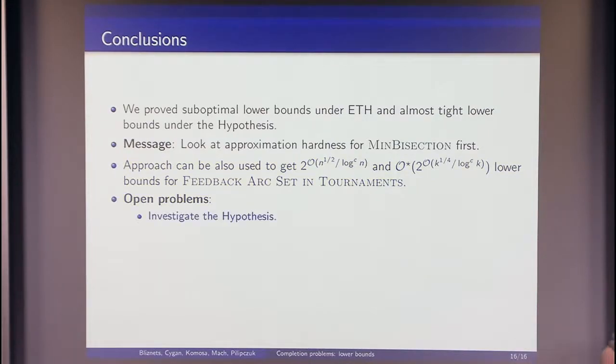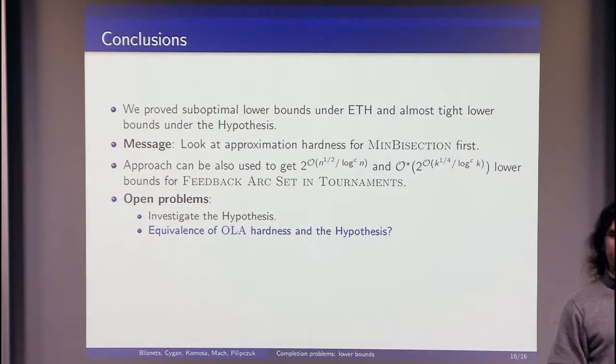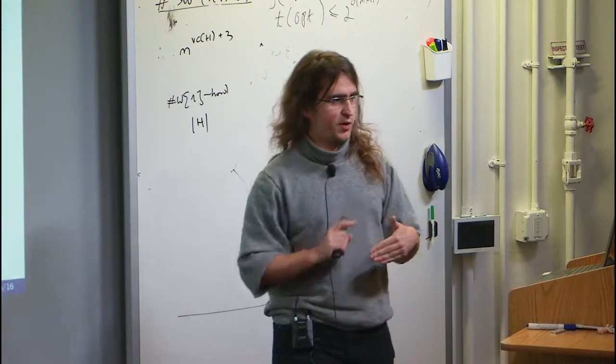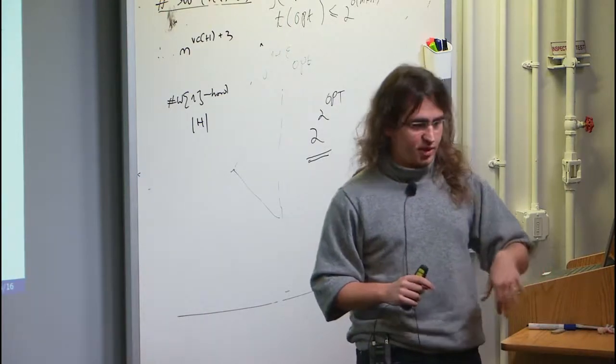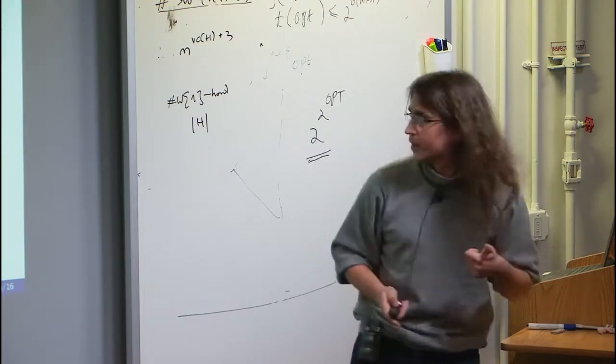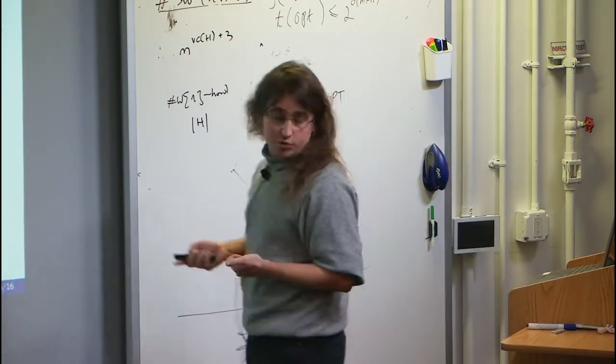So some open problems. Definitely investigate the hypothesis. We believe that this is the core behind the hardness of the OLA problem and of the minimum fill-in problem. So we have so far seen implication only in one direction, from the hypothesis to the OLA. Maybe there is actually some sort of equivalence between the hardness of the OLA problem and of the hypothesis. This would show that really the problem is in this approximation of minimum bisection. Maybe there is some different route to minimum fill-in.